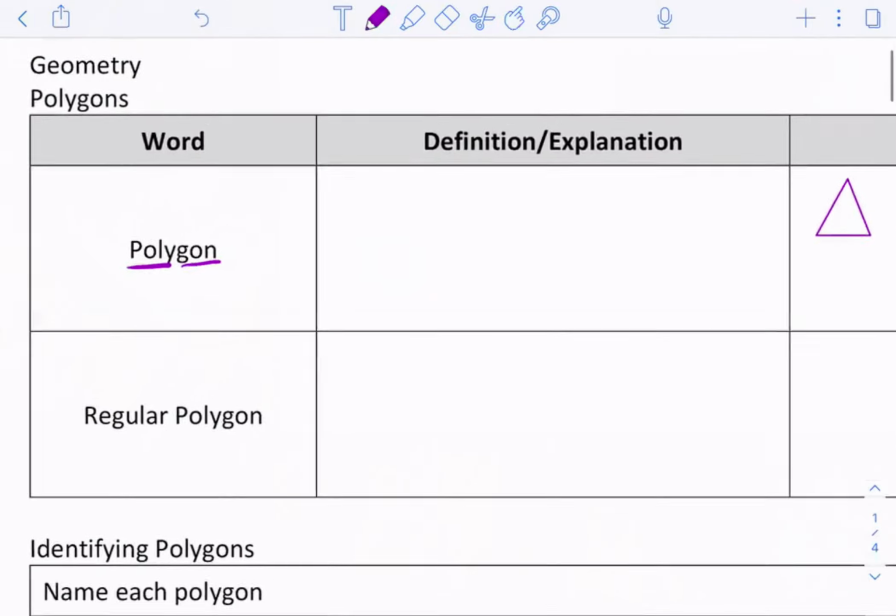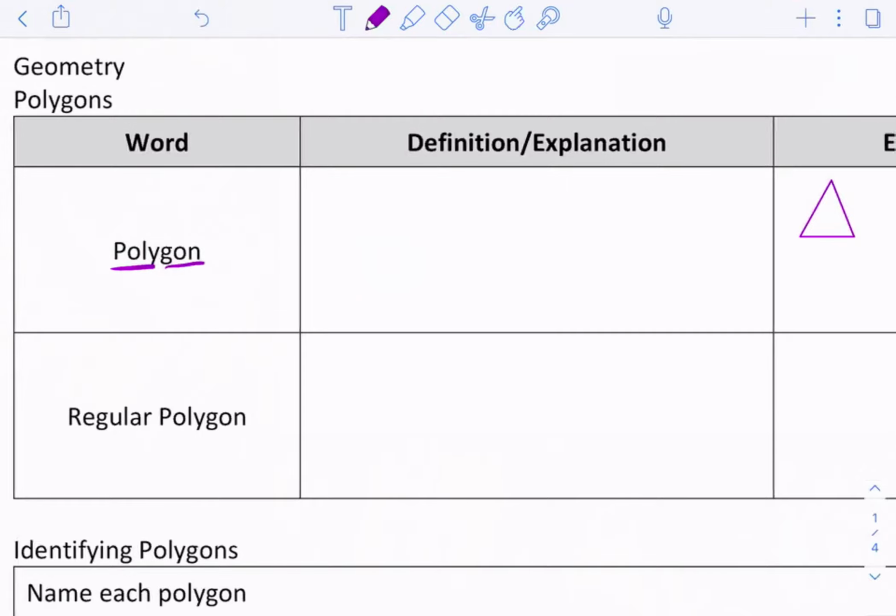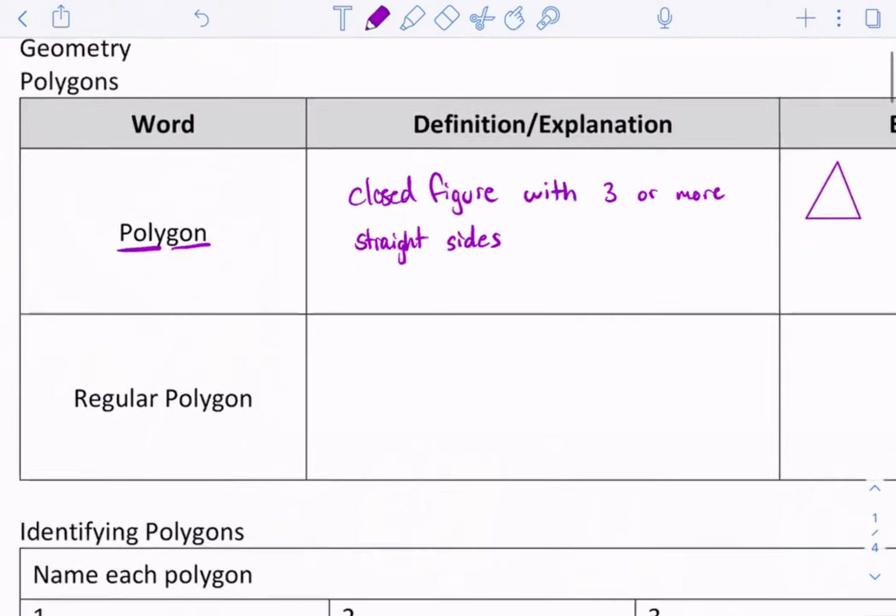Okay? So, you can write down, a closed figure with 3 or more straight sides. I mean, that's basically our explanation. It's not a formal definition.